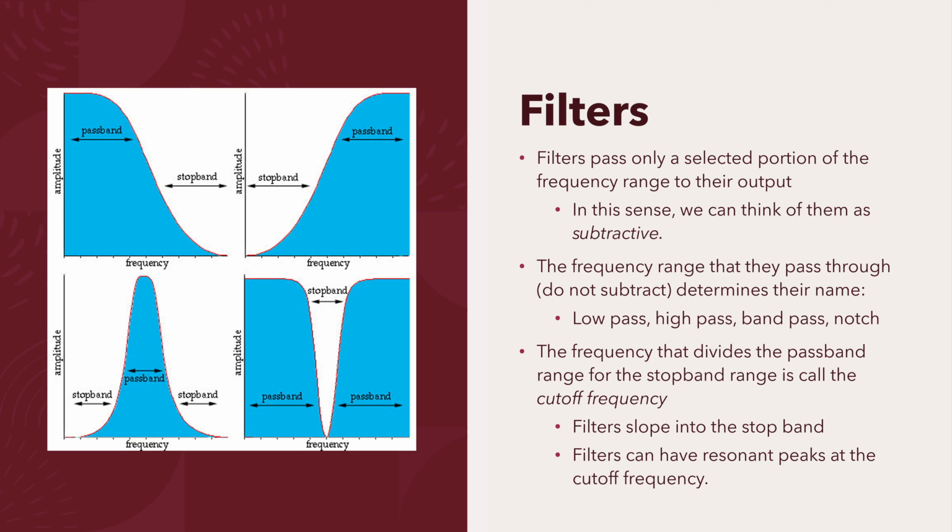So a cutoff frequency of, say, 100 hertz, if it's a high pass filter, everything above 100 hertz is going to go through, everything below is going to be taken away. If it's a low pass filter, it's reversed. Everything that's below 100 hertz is going to go through. Everything that's above is going to be taken away.